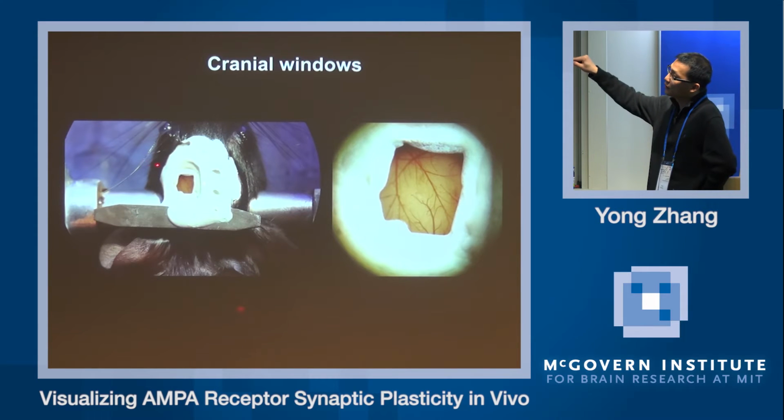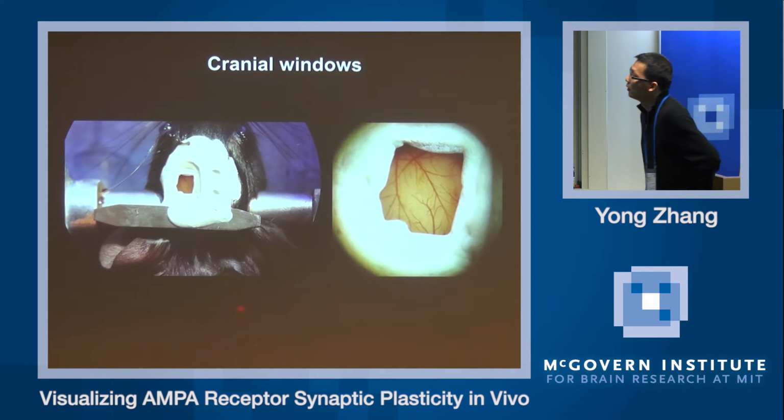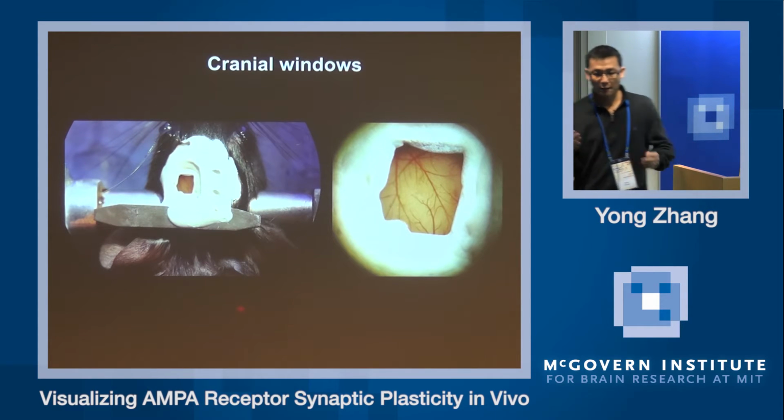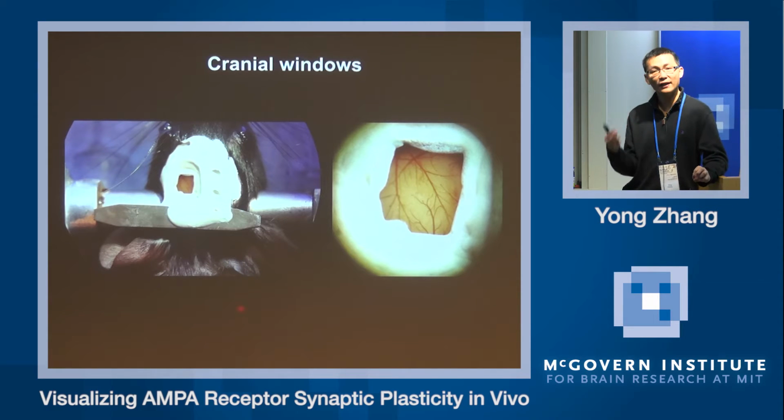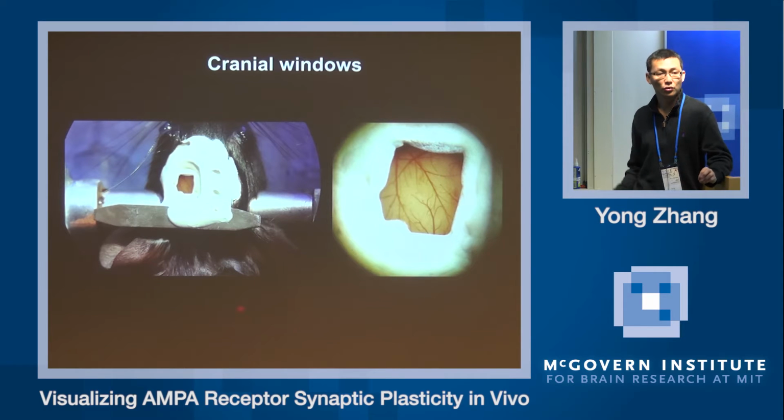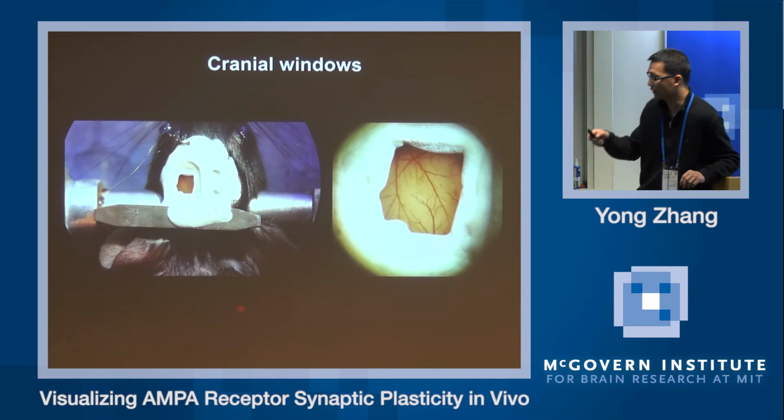Basically, you cut off a piece of skull, replace it with a cover slip, and then seal with dental cement. Here I'm showing a blow-up picture. As you can see, if you do a good job, there's not much bleeding for the prep, and you can see a very clear pattern of the vasculature. This is a relatively aggressive surgery, so after it we give the animal about 2 to 3 weeks to recover before we start imaging under the microscope.